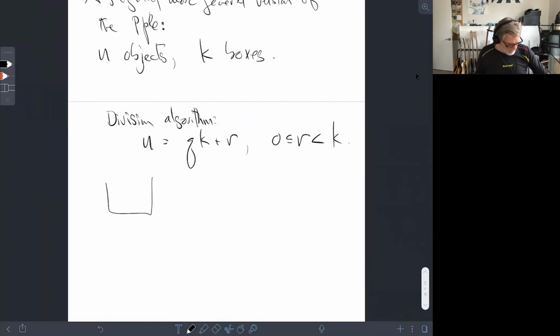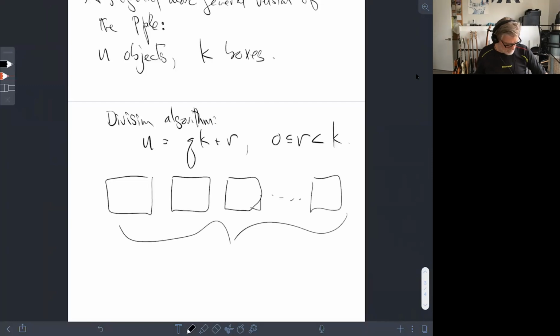So I have these k boxes, and I'm going to place n objects into these k boxes. So imagine that you're placing q objects in each. Look at it, n is qk plus r. If you place q objects in each box, you'll be left with those r, right? And you'll have to place them somewhere.